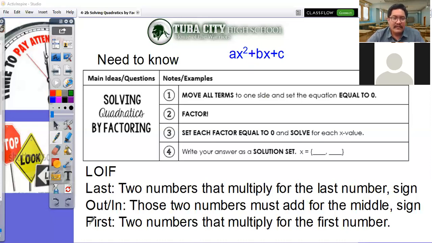And then the last thing you do, in this case with our A value, is think of two numbers that multiply to the first number. Now this method kind of works on everything, but the only time it doesn't really work is when you have an A value.